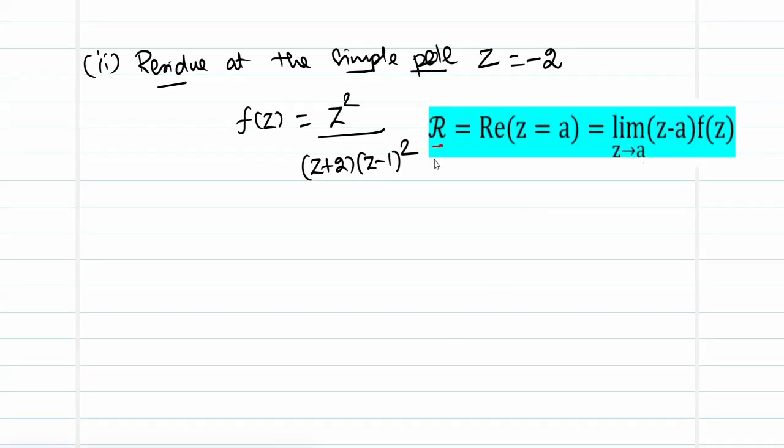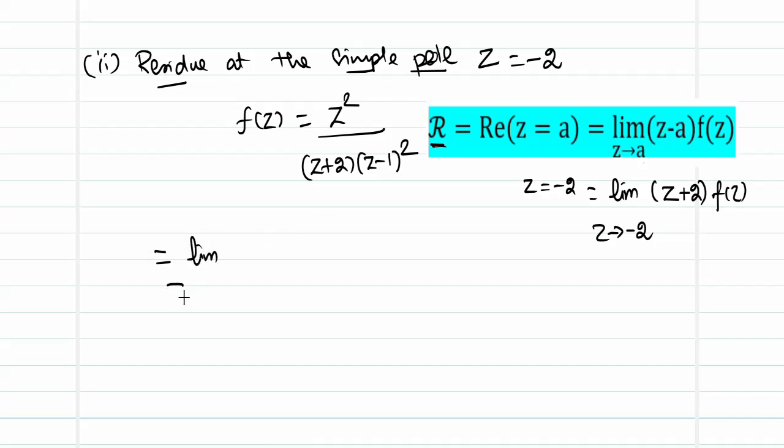We see the formula for the residue at the point z equal to a. What is my point z equal to a? Here z equal to minus 2. The residue is the limit z tending to a, z minus a times f of z. So z tending to minus 2, z minus of minus 2 becomes z plus 2, into my f of z. This is how I will get my residue at the point z equal to minus 2, which is a simple pole.